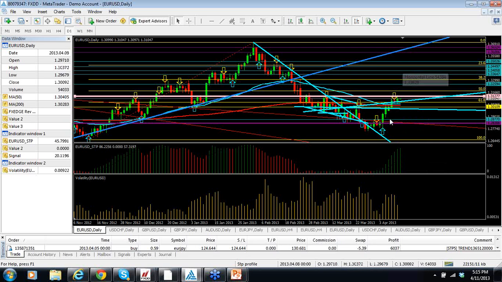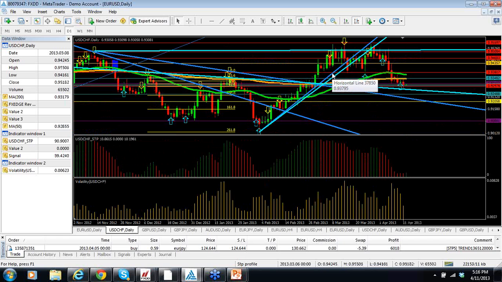Obviously, we may have a continuation and move to the upside on this euro dollar. And we're currently flat in the market on the euro dollar. Dollar Swiss, same exact game, guys.